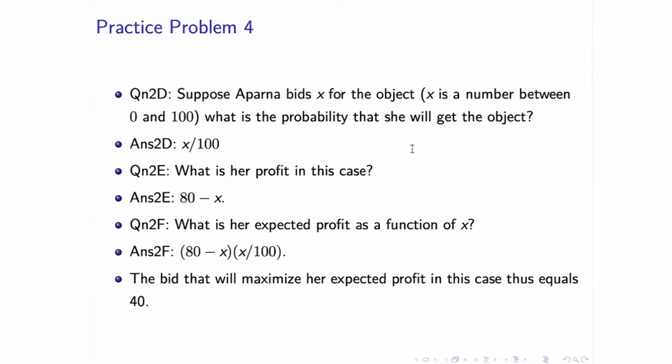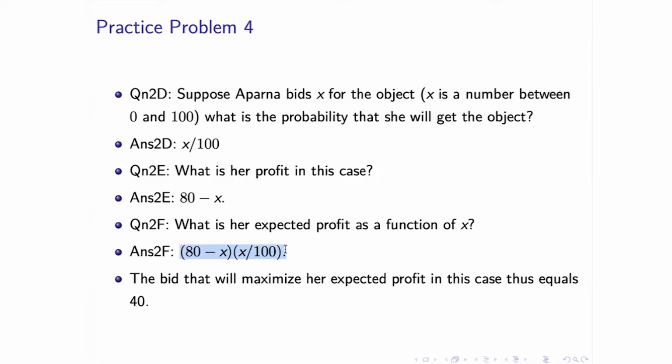What's the expected profit as a function of X? If she bids X, then with probability X by 100, she wins. In that case, her profit is 80 minus X. With probability 1 minus X by 100, she loses, in which case her profit is 0. So that will not factor into the expected profit. So this is an expression that we have for the expected profit.